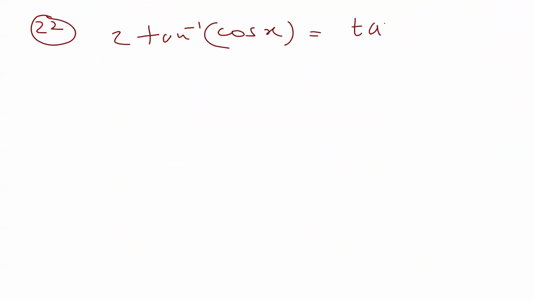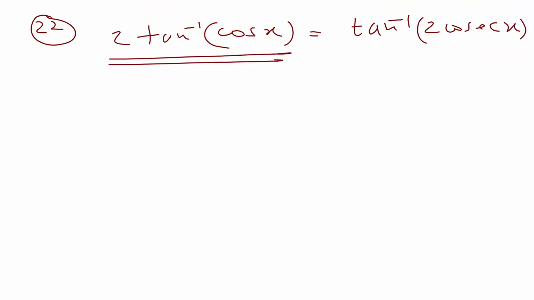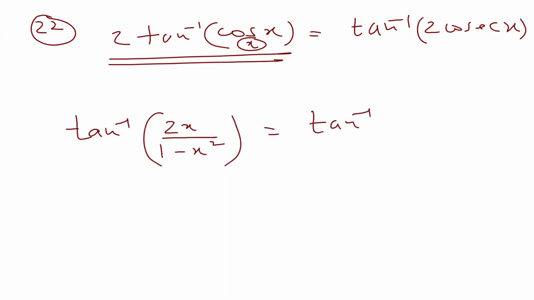So question number 22, given that 2 tan inverse of cos x is equal to tan inverse of 2 cosec x. Now we'll apply the 2 tan inverse x formula on the left hand side. So let this entire thing be x. So what is 2 tan inverse x? 2 tan inverse x is tan inverse of 2x upon 1 minus x square. Okay, I'll write this as 2 upon sin x, cosec x.